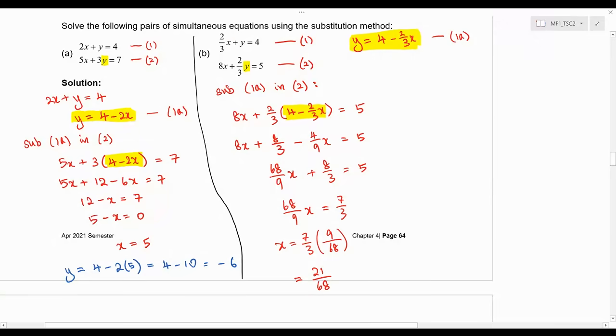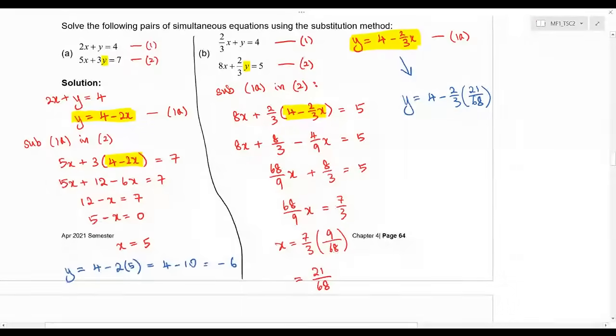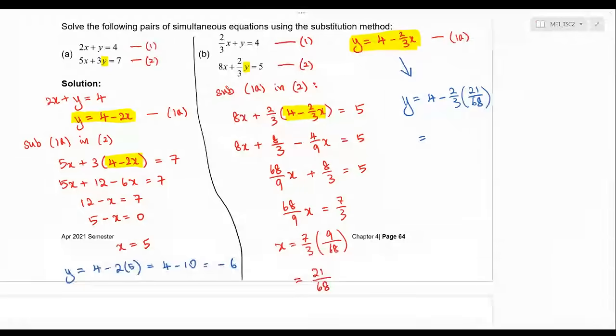Right, you're not done yet, so you still have to solve for your y. Since your y is already given in equation 1a, I'm going to substitute it inside equation 1a. So therefore y is going to be 4 minus 2/3 multiplied by 21 over 68. Right, simplify the whole thing. I'm going to need my calculator for that.